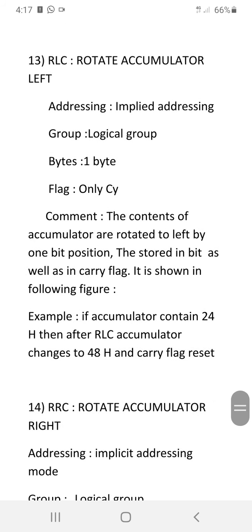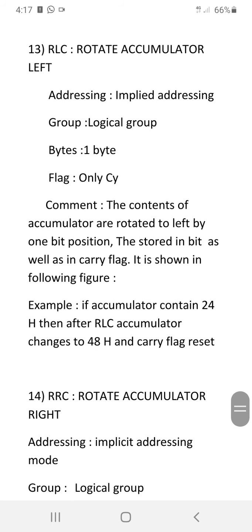Now the important instructions we are going to learn are rotate accumulator. There are 4 instructions: rotate accumulator left, rotate accumulator right, then rotate accumulator left with carry and rotate accumulator right with carry. All these 4 instructions are implicit or implied addressing mode instructions. Why? Because they work only on the accumulator and carry flag. When we rotate the accumulator, we are rotating it bitwise. Every bit gets changed. When we rotate it left, what will happen?